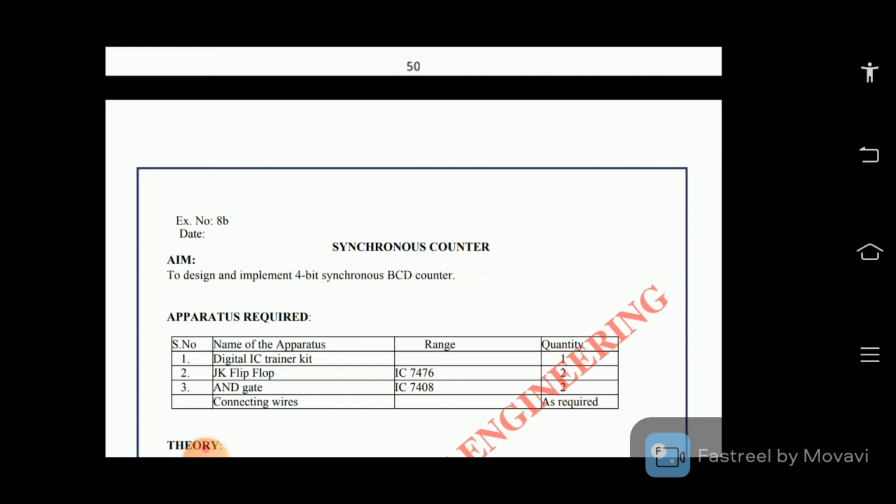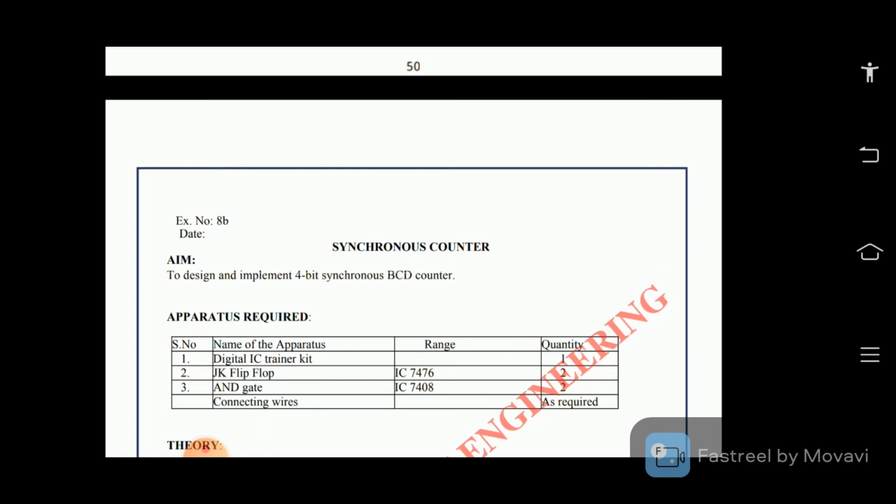The apparatus requirement for this experiment is a digital IC trainer kit, JK flip-flops 7476 IC, and an AND gate, that is IC 7408. So in order to connect all the components in our trainer kit, we require connecting wires.